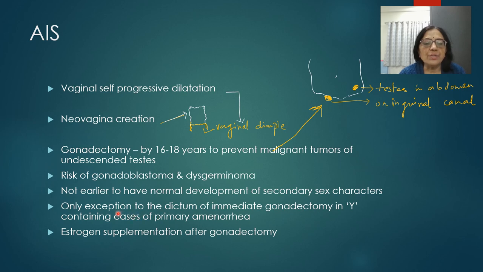So this is the only exception. Androgen insensitivity syndrome is the only exception to the dictum of immediate gonadectomy whenever there is a Y in the chromosome analysis in a case of primary amenorrhea. You should remember that this is the only exception, where gonadectomy needs to be done after complete development of secondary sex characters, because the chances of having a malignant tumor are low and the benefit of proper secondary sex character development is much more. After gonadectomy, estrogen supplementation needs to be given.